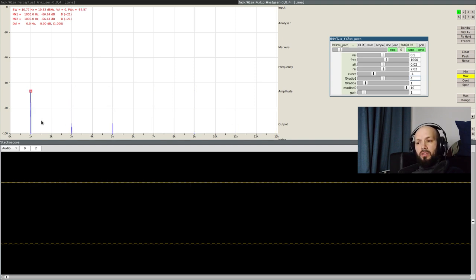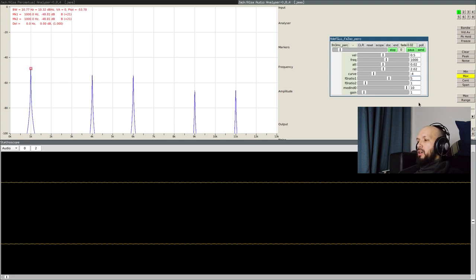Now it's almost like the 2 to 1, yeah? The only difference is that the amplitude relationship between the other harmonics is different. And why is that? I will explain a bit later, but now let's take a look at 5 to 1.